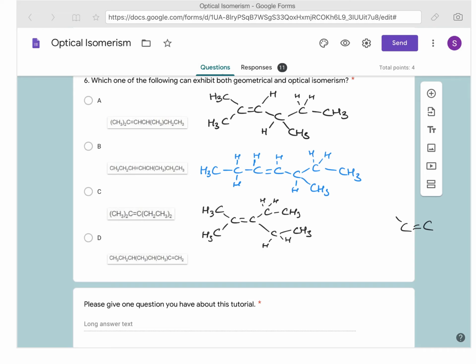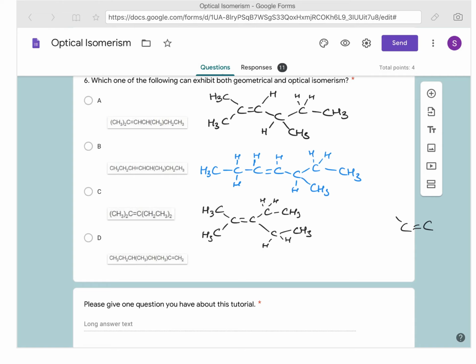Right, the next one, if you look here, that group and that group are different. And here, that group and that group are different. So that one can exhibit geometrical isomerism. So we could be looking at that one. Okay, C, if we look at the double bond, here we've got a methyl and a methyl. These are the same. Doesn't matter if you switch those around, you will never get an E and a Z form of this particular compound, because you've got the two same groups here. So this one does not exhibit geometrical isomerism, so it can't be that one.